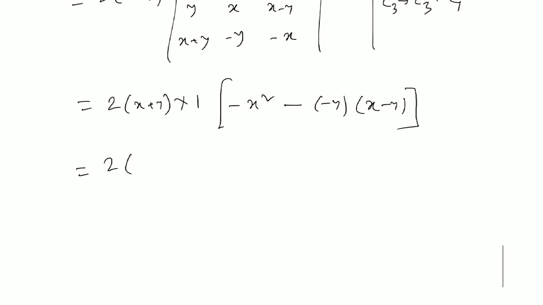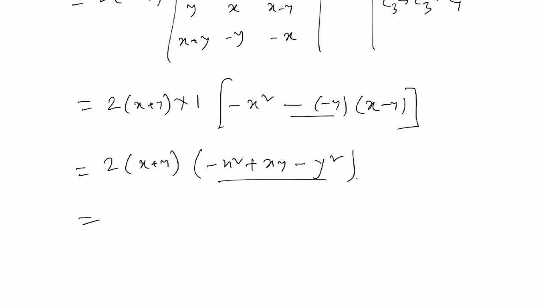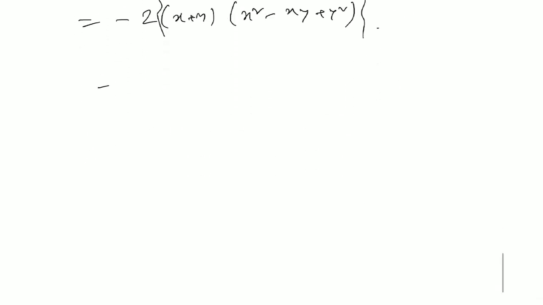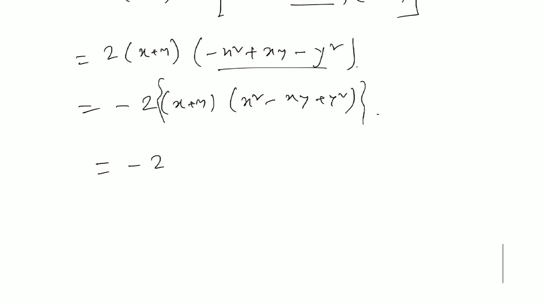Now what you are having is 2 into x plus y into minus of x square plus xy and minus of y square. Now remember what this form is. Take the minus out of that bracket. You have minus 2 into x plus y into x square minus xy plus y square. That is obviously the formula of x cube plus y cube. Minus 2 remains the same, so you have minus 2 into x cube plus y cube. Perfect. So this is the solution of the determinant.